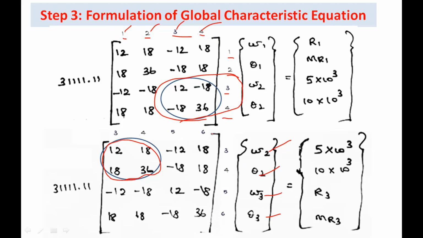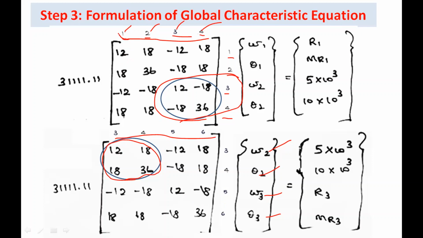So the global characteristic equation, the stiffness matrix size is going to be 6 by 6 matrix because we have two elements, 3 nodes. At each node we have 2 degrees of freedom, so total degrees of freedom is 6. Global stiffness matrix size is going to be 6 by 6. For forming the 6 by 6 matrix, we can use this numbering 1 2 3 4 and 3 4 5 6. This numbering can be used to form the global characteristic equation.